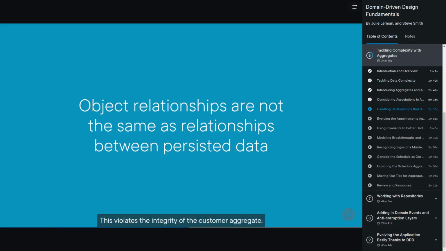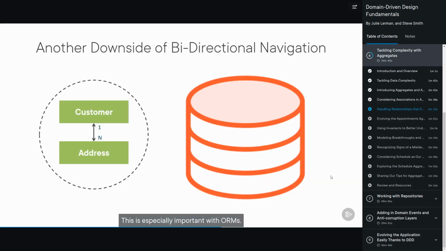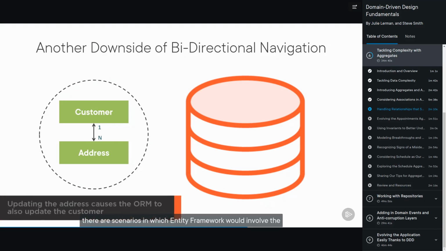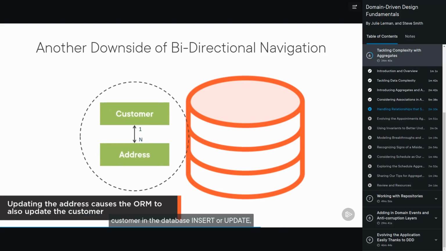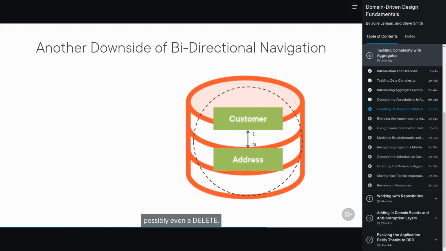Remember that aggregates and aggregate roots only apply to objects, not data. And when we're talking about references, we're talking about object references, properties that use an object directly. This is especially important with ORMs. For example, if you were to save an address that had a customer object attached to the customer property, there are scenarios in which Entity Framework would involve the customer in the database insert or update, possibly even a delete. And this behavior leads to a lot of confusion.